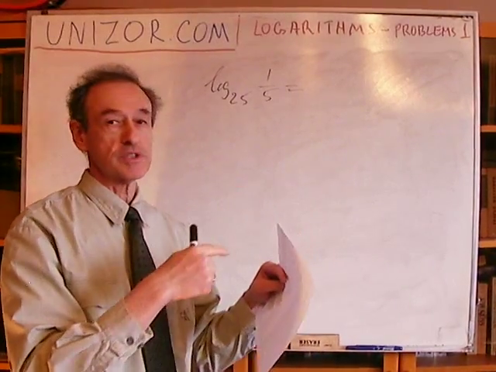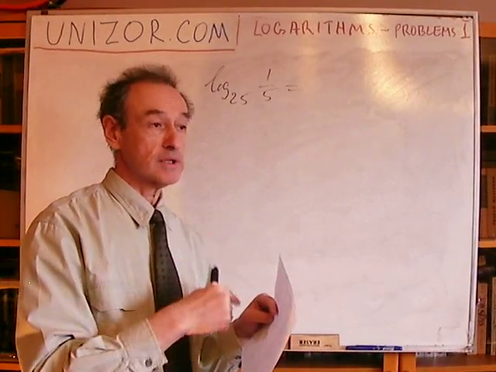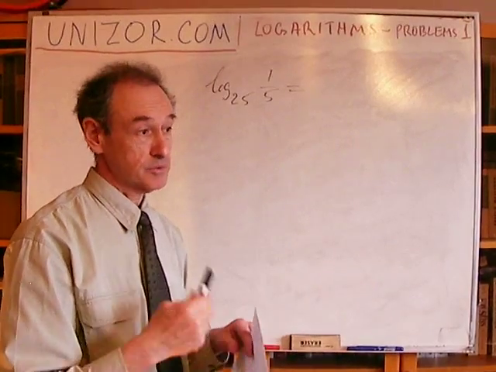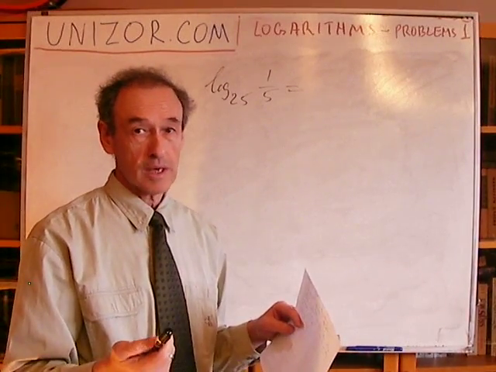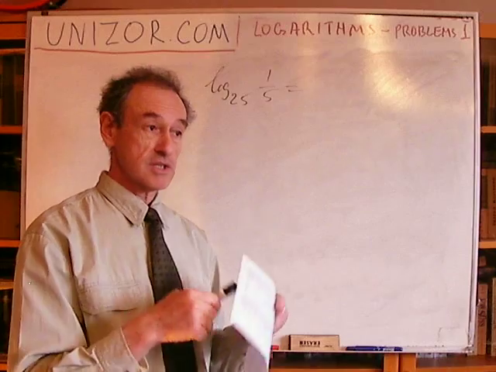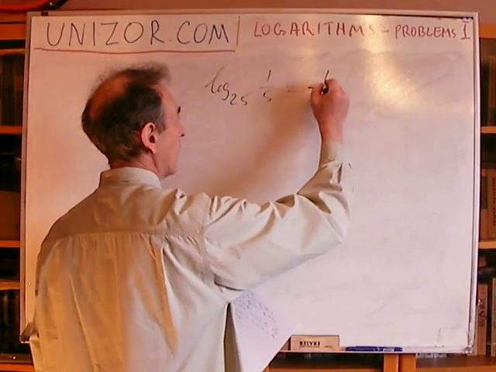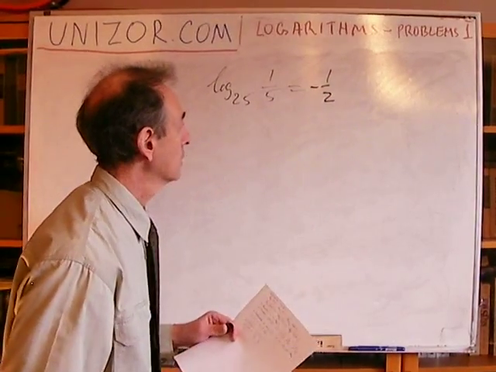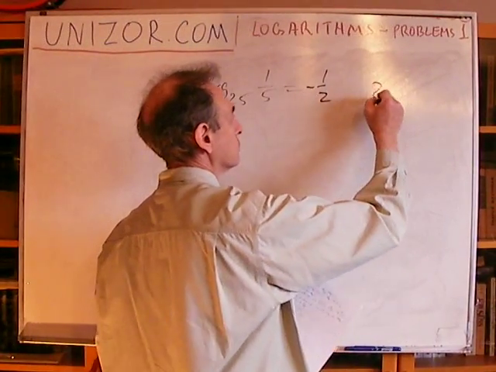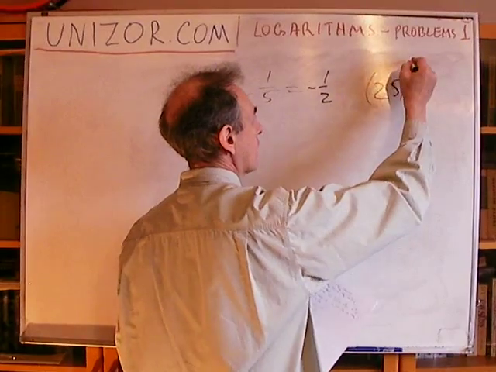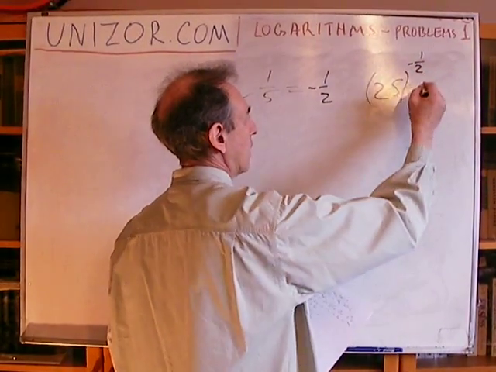So 25 becomes 1/25. Now, how to get from 1/25 to 1/5? Well, you have to really extract the square root, right? Square root of 25, which is the power of 1/2. So my guess is it's minus 1/2. Let's just think about it. 25, if you raise it to the power of minus 1/2, what does it mean?